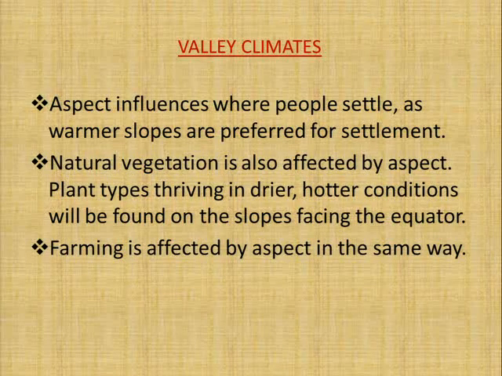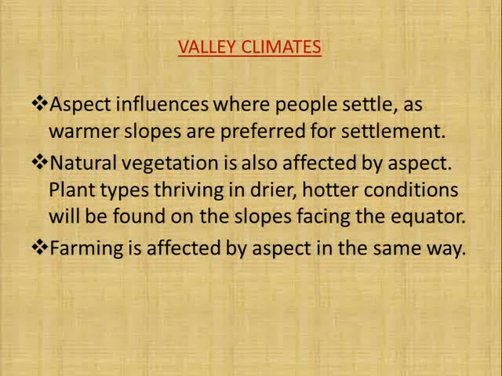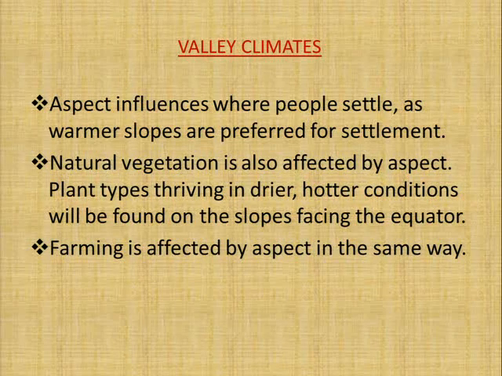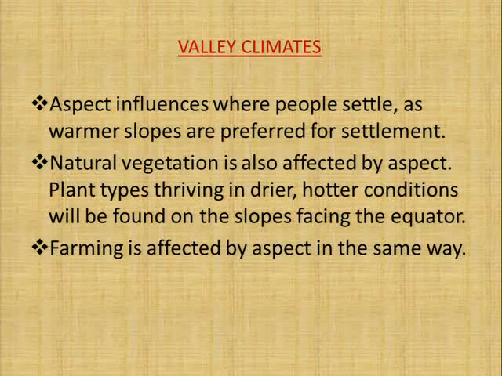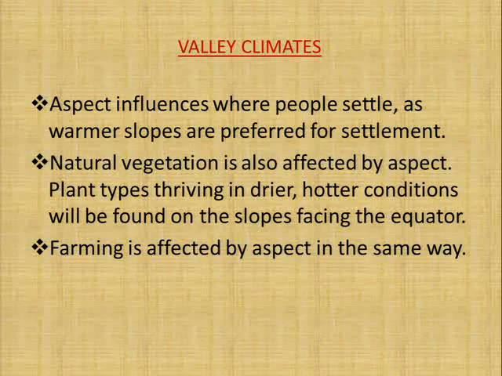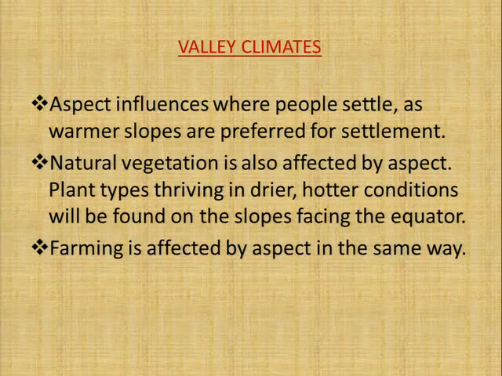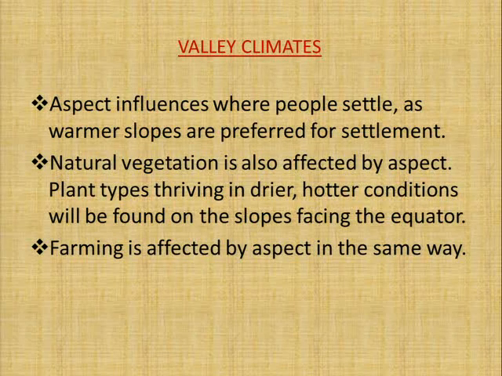Now, the natural vegetation is also affected by the aspect. Let's look at the plants. The plant types thriving in drier, hotter conditions will be found on the slopes facing the equator, because these slopes are facing in the direction of the sun, very hot and dry. Then we'll have some other vegetation that needs water, which will be on the south facing slopes, which will be wetter than the drier north facing slopes, because the north facing slopes are in direct contact with the sun and are more precisely drier than the south facing slopes.